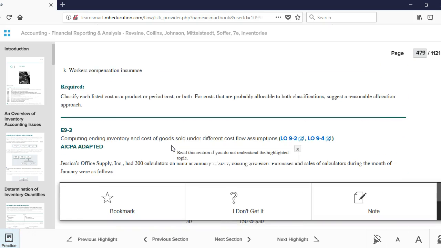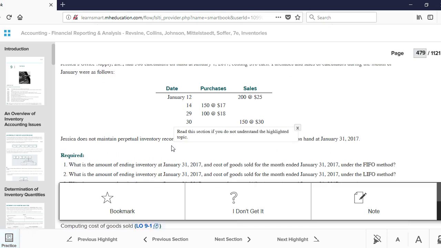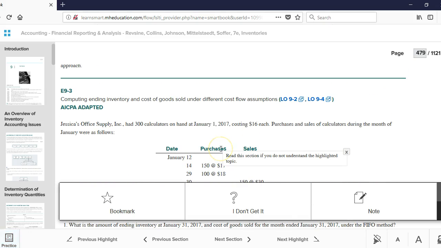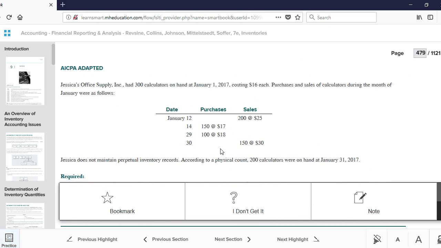Okay, the next one is question 3. Oops, I didn't mean to click on the bookmark. I don't use the ebook, and it shows I've got the actual book. So I think my lack of experience using the ebook is showing dramatically. So the next one is question 3, and question 3 is a little bit longer.